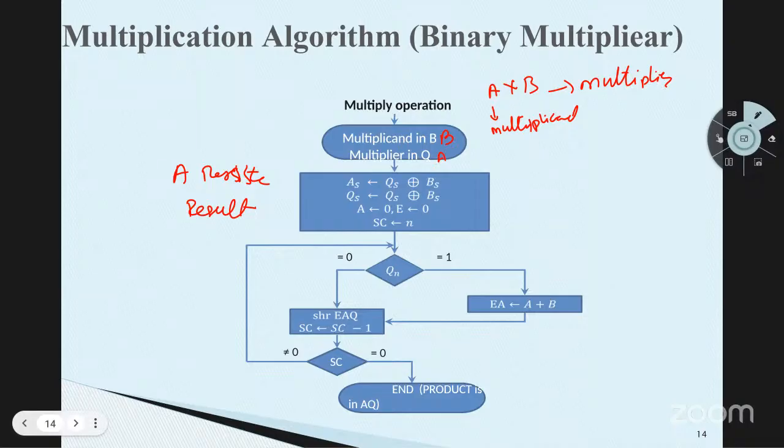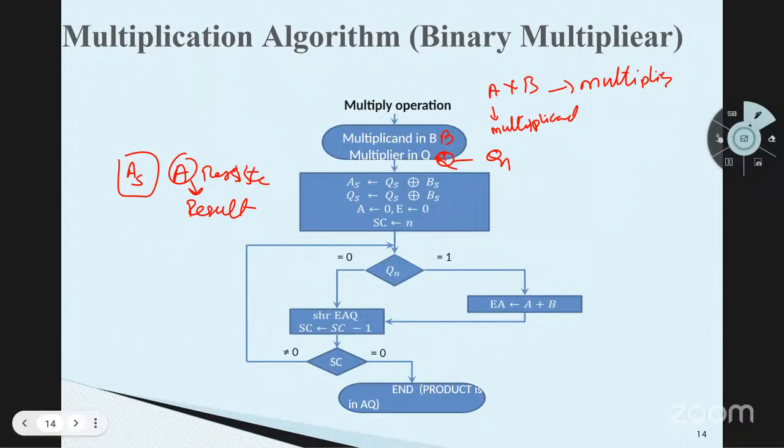B is named multiplicand, first operand. The second one is multiplier. The multiplier we are taking in Q register. The Q register LSB bit is Qn. Okay. So now first you can initialize all the values. AS, the result can be placed in A register. The A sign bit is AS.